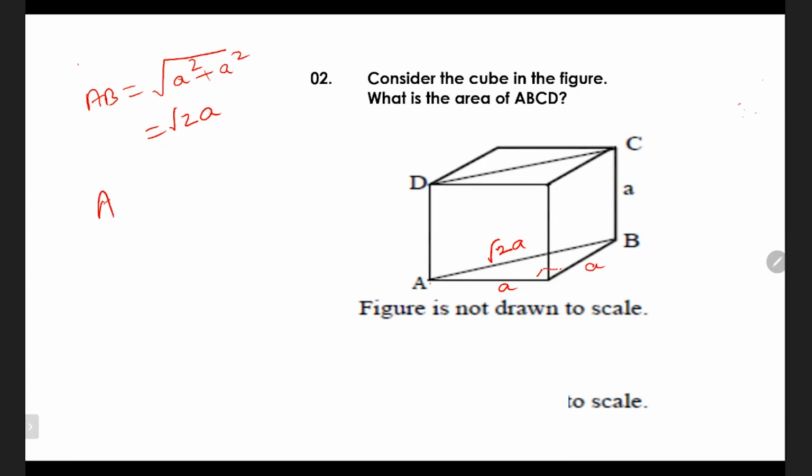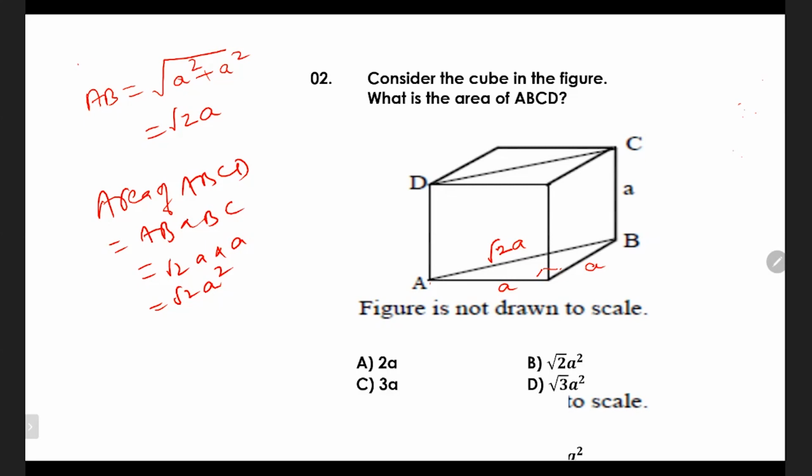So the area of ABCD is AB into BC, length into breadth. That is root 2 A into A. So that is root 2 times A square. So option B.